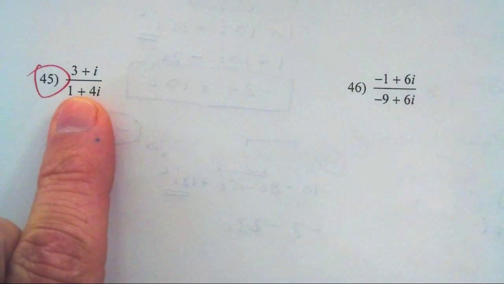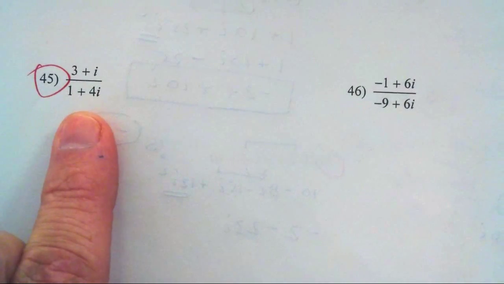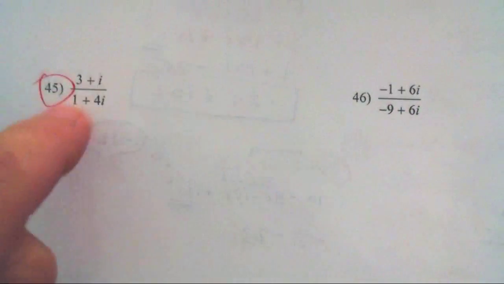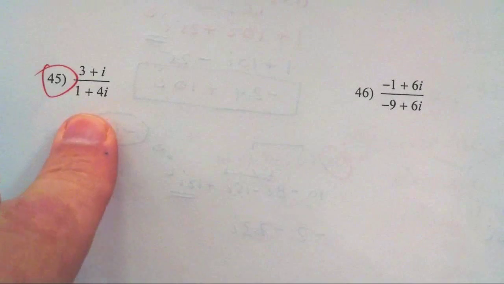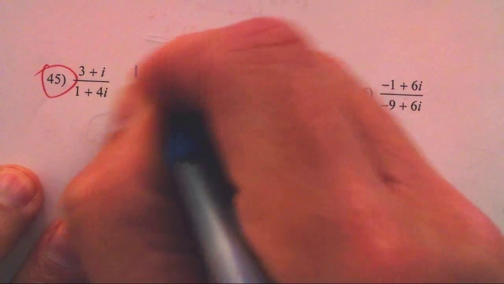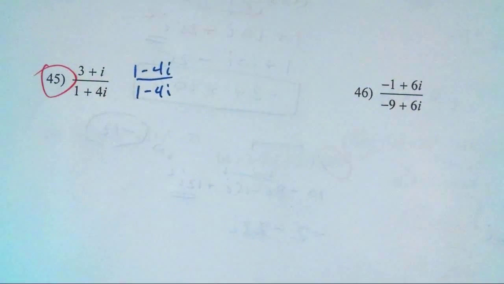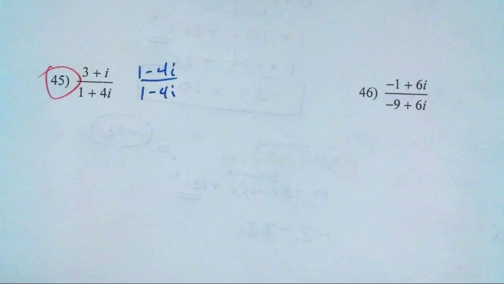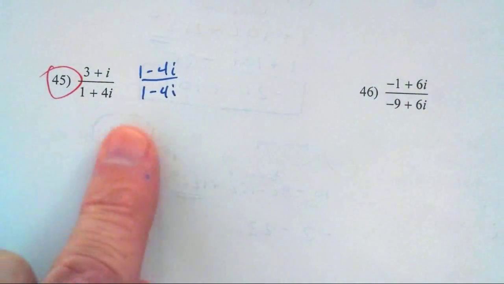All right, 45, binomial in the numerator, binomial in the denominator. I don't care about the numerator. I got to get rid of that i in the denominator. Try this guy. And we'll stop there and pick it up tomorrow. And if we got to back things up, I'm not going to rush through this. Try the foiling, simplifying here.